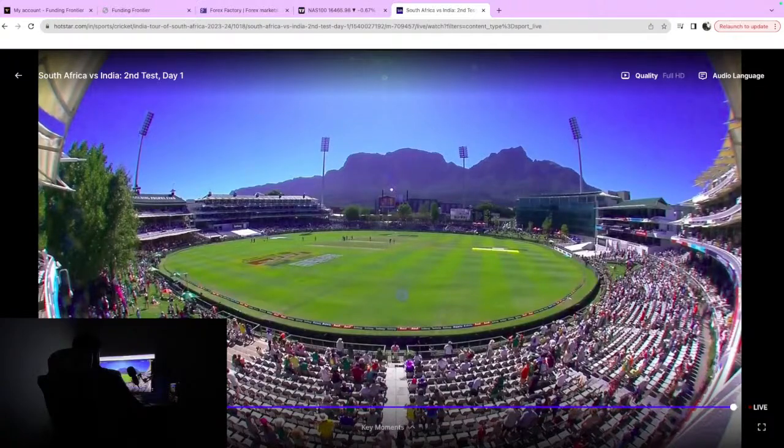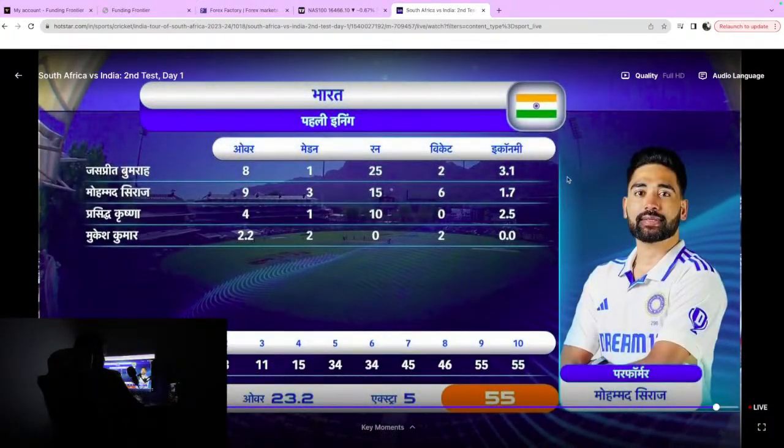So test match is going on and Virat Kohli is playing right now.